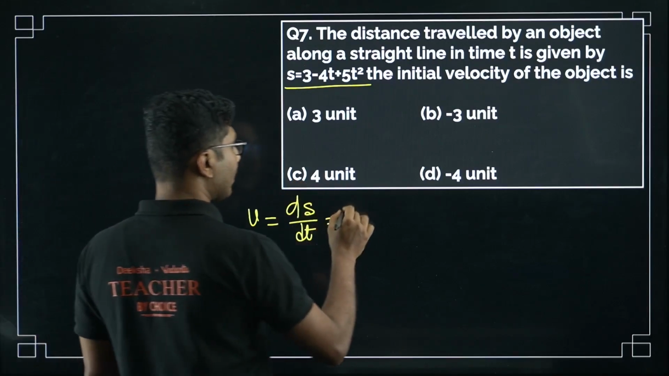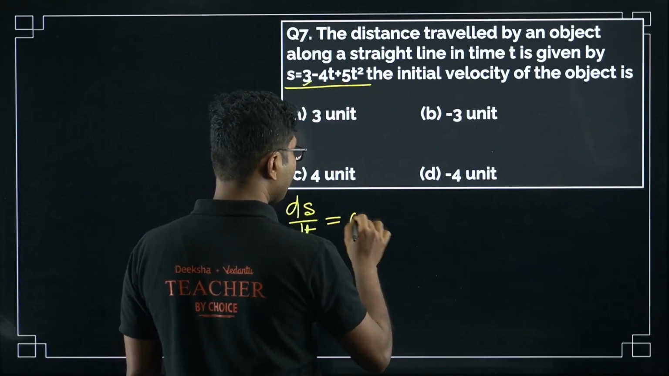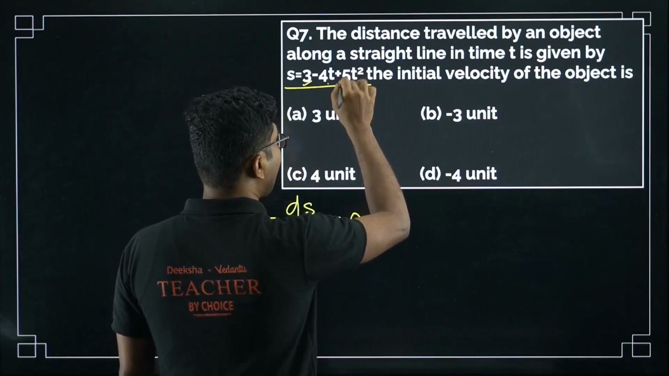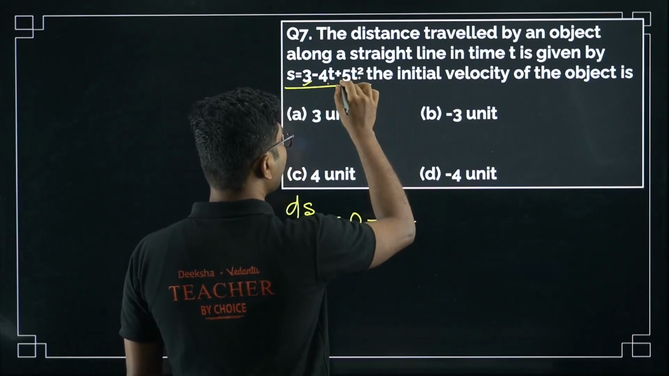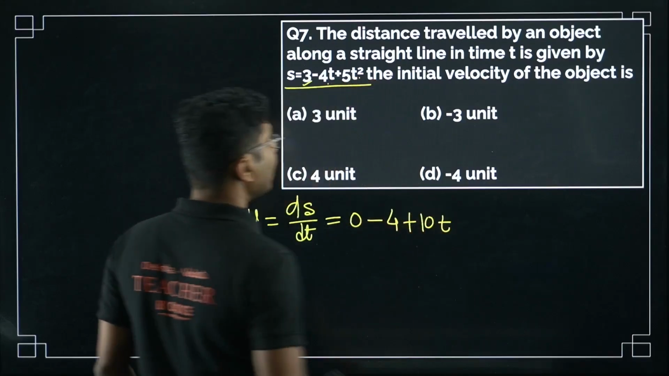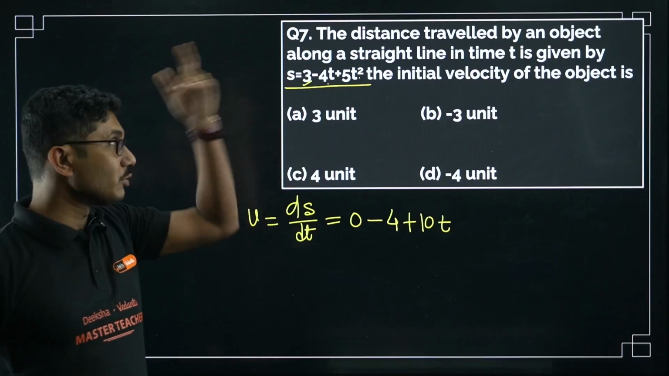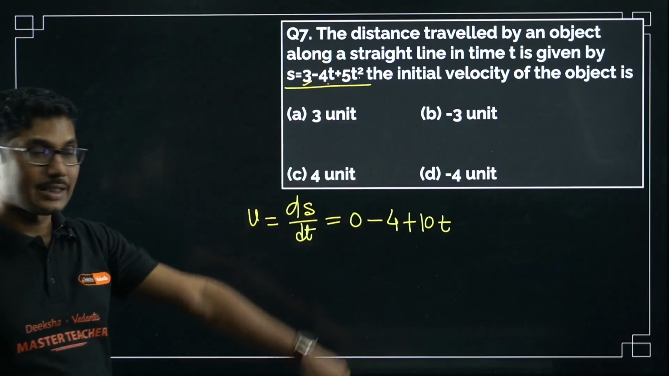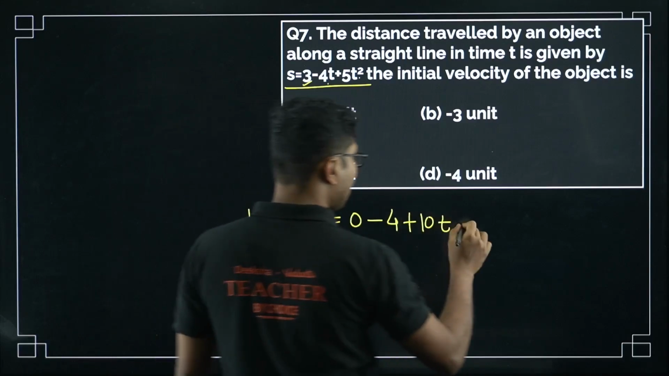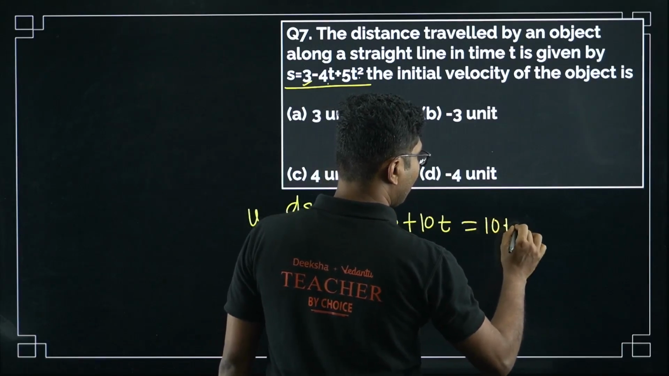So put that value. 3 is constant, so it will be 0, minus 4. Okay, t is 1. And plus 2 into 5, that is 10t, right? x squared differentiation is 2x, so multiply 2x, you get 10x. Here instead of x we have t, so it is 10t. So this is the speed, 10t minus 4.